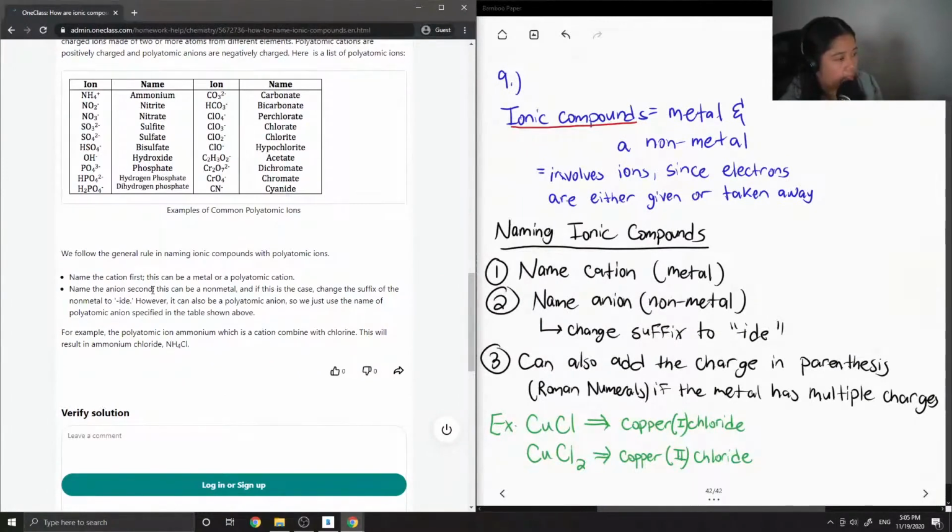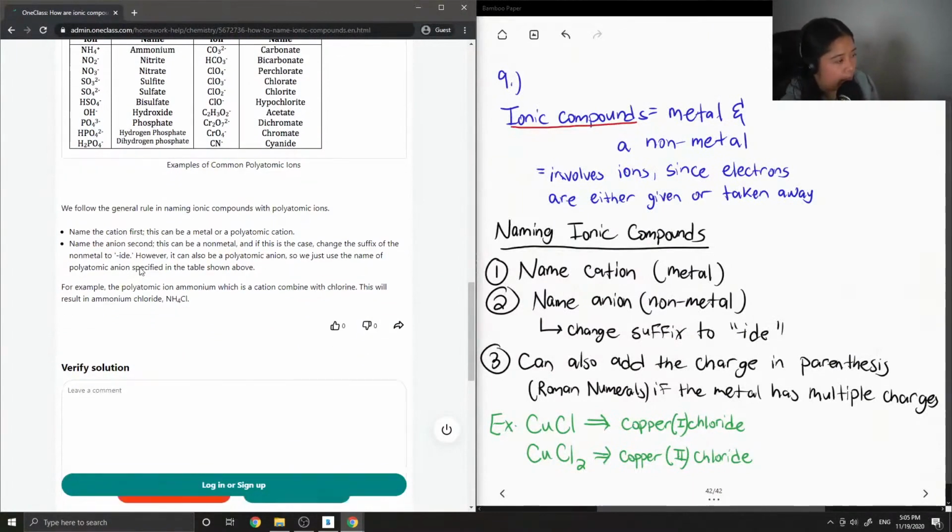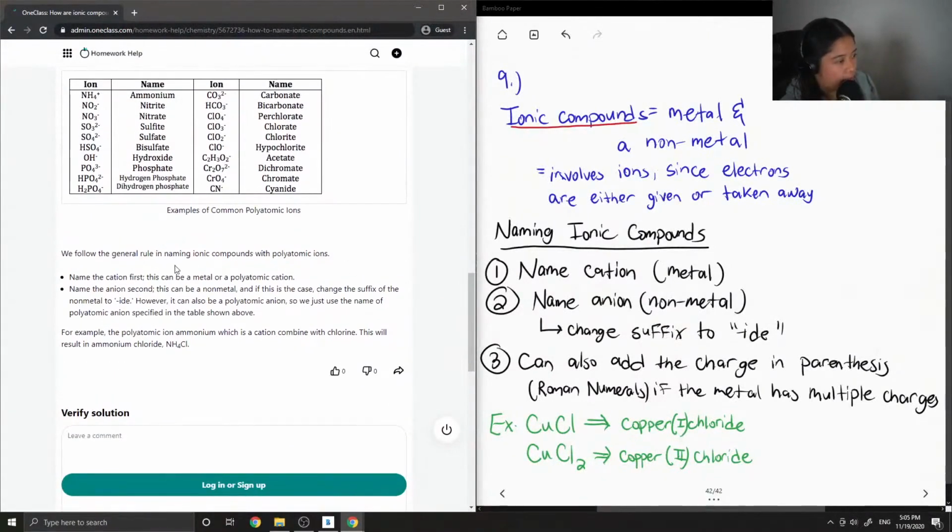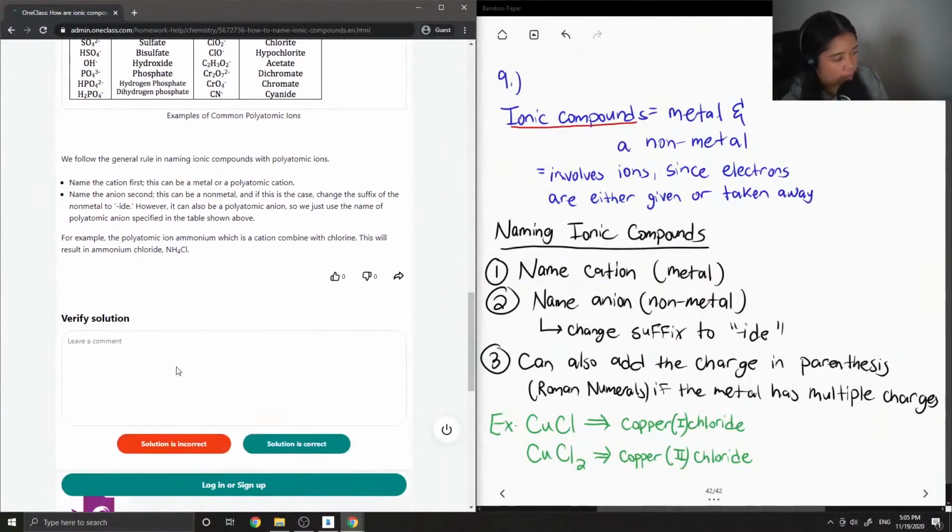So it has a similar rule to what we talked about already. You name the cation first, and then the anion second. Change the suffix to "ide." However, it can also be a polyatomic anion, so we just use the name of the polyatomic anion specified in the table shown above. So if you had an ammonium ion reacting with a chlorine, you get ammonium chloride. Yep, so this solution is correct.